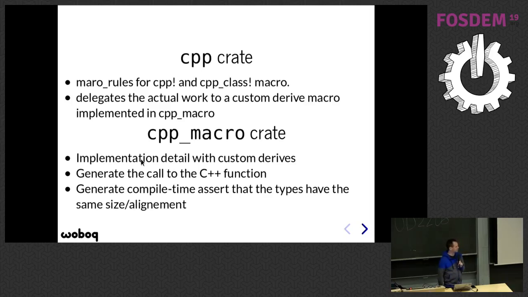There is a procedural macro for that. It's a custom derive, behind the scenes, so you don't see that. But this generates code that also checks that the size and the alignment of everything you pass to C++ is correct.